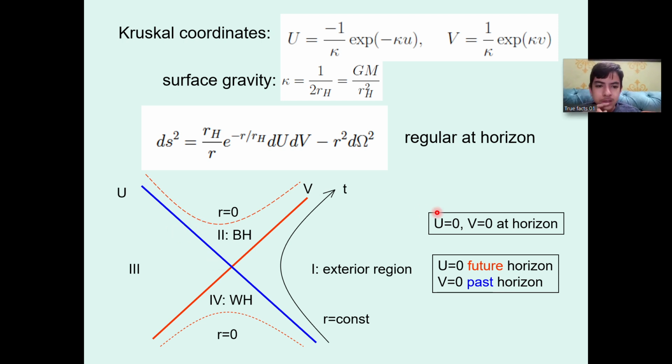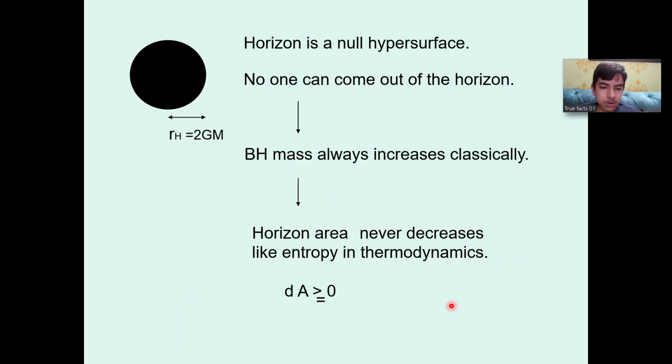We see U equals 0 and V equals 0 at the horizon. U equals 0 would be the future horizon, whereas V equals 0 would be the past horizon.